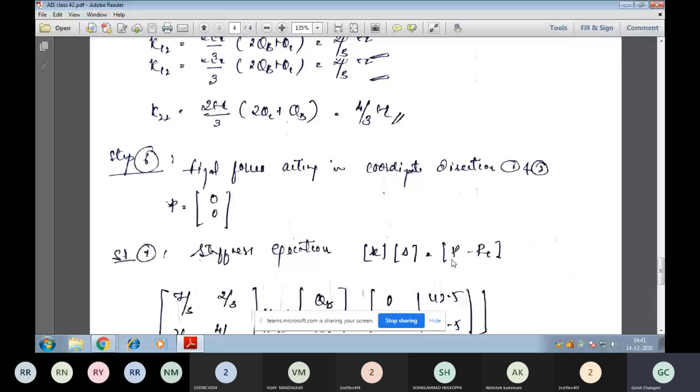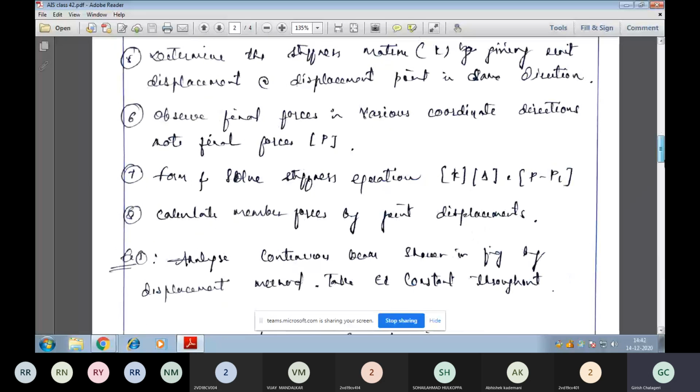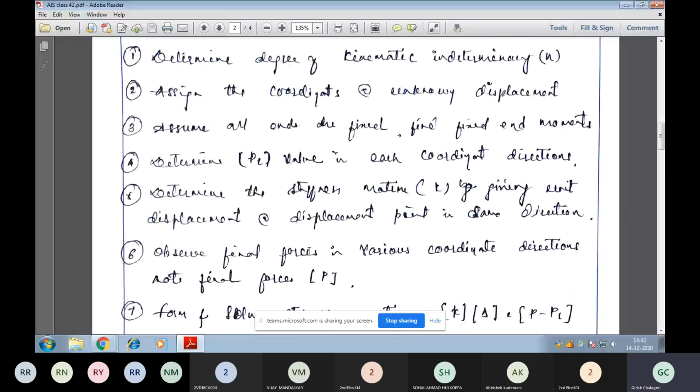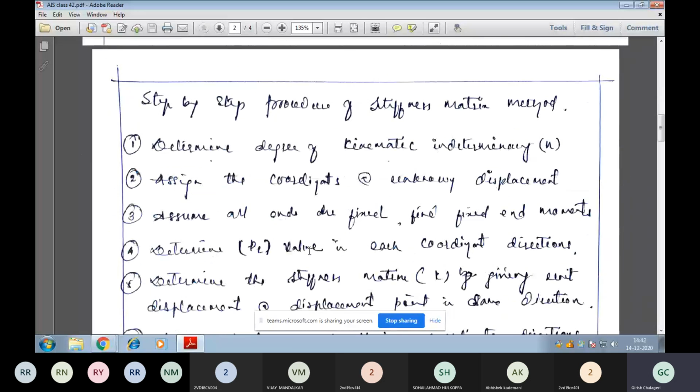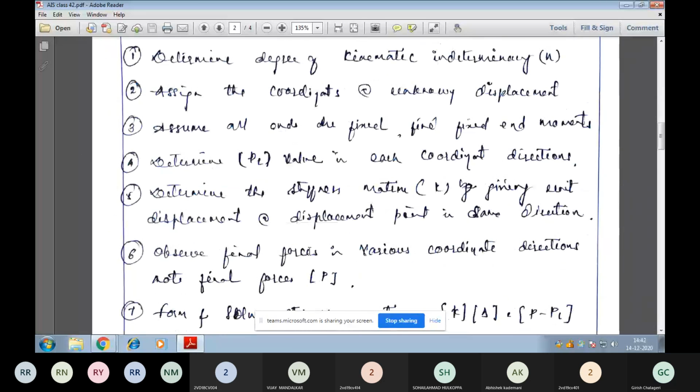The last module, the first class what we have started, stiffness. Go through the notes. First know the steps here, what is to be followed. Then analyze it, it will become easy for you.